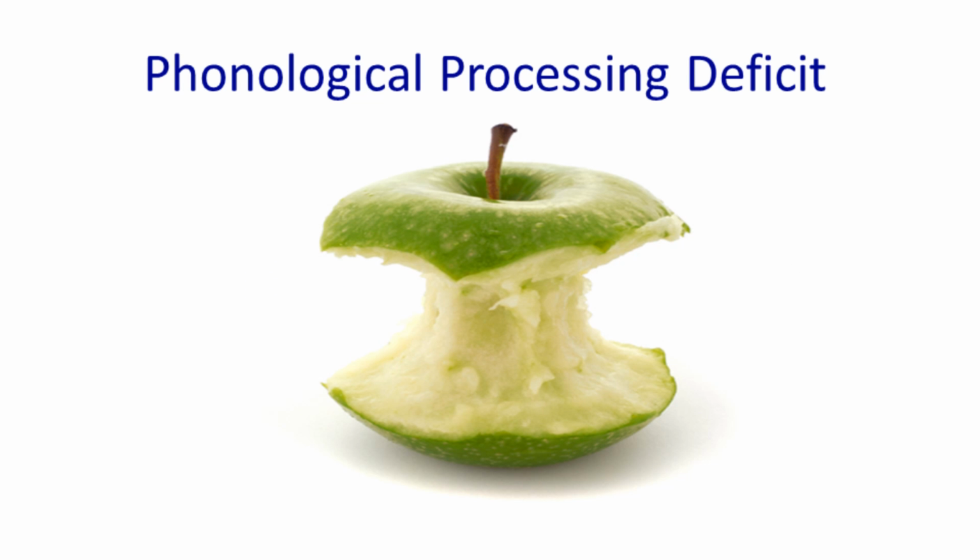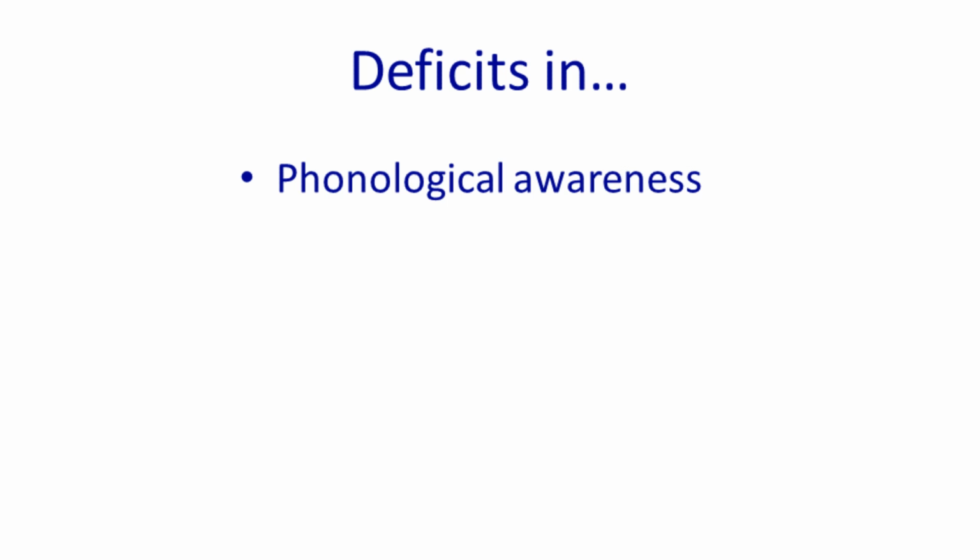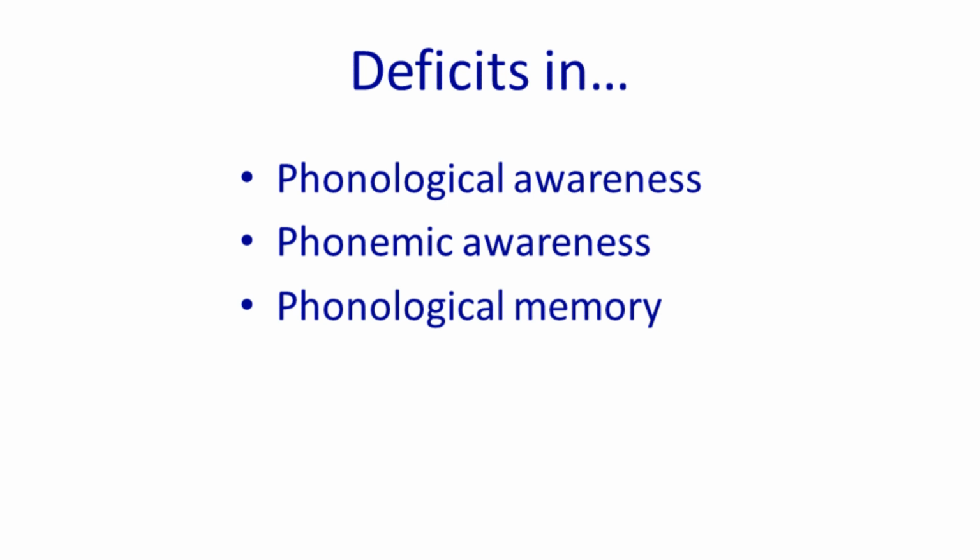At the core of dyslexia is a phonological processing deficit. This means that those with dyslexia have difficulty processing the sound system of language, which may include deficits in phonological awareness, or the conscious awareness of the various sound units within spoken language, including syllables, intrasyllabic units, and individual sounds. Phonemic awareness, which is the capacity to manipulate individual sounds, or phonological memory, which is the ability to store phonological information in working or short-term memory.